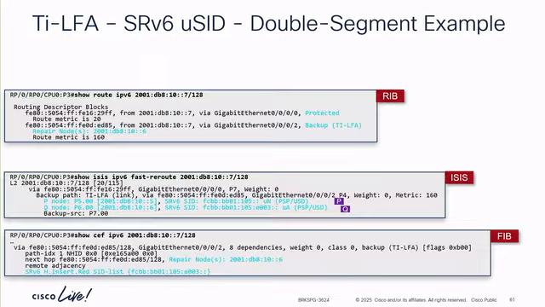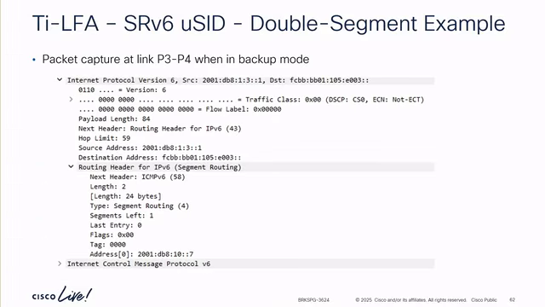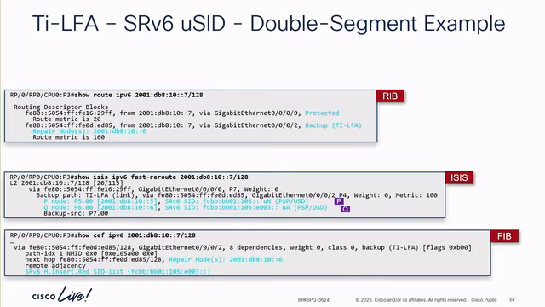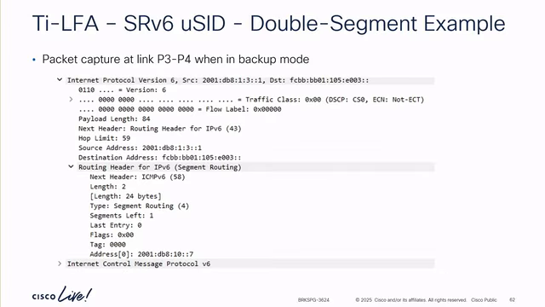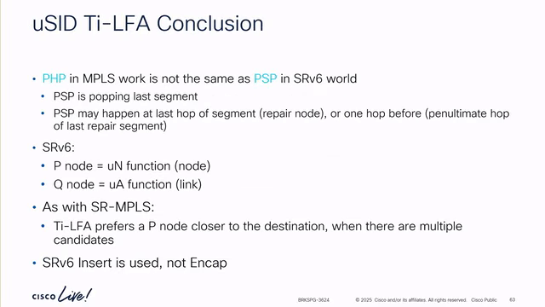This slide was changed, so I'll skip it. With microSID, it's very simple, but instead of full IPv6 addresses, you have the microSID entries there. But it's exactly the same thing, the same example for a double segment calculation. I will skip those slides. Okay. And the packet capture is exactly the same. The only thing you need to remember here is the middle part.